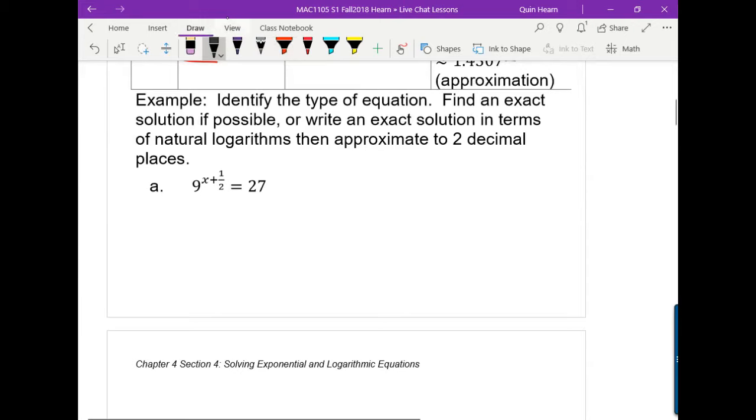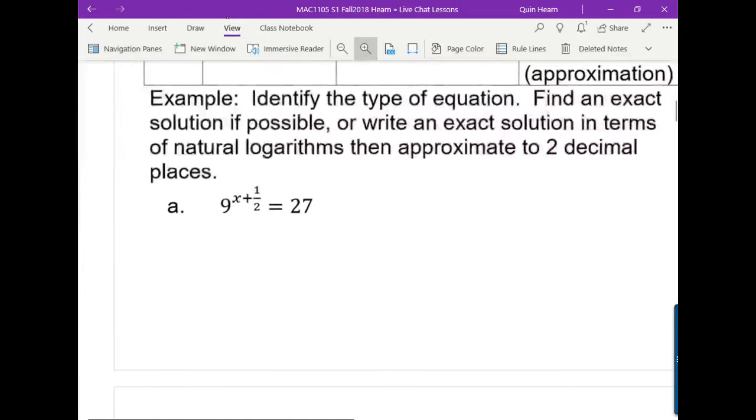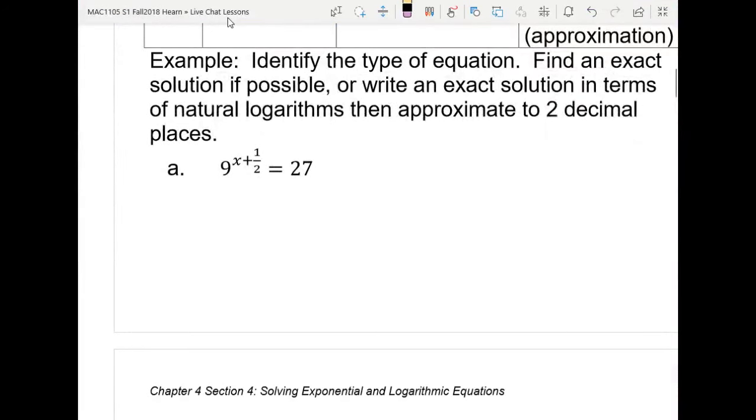Maybe zoom in a little bit. Okay, we have 9 to the x plus 1/2 power equals 27. What you want to be thinking about is, can 9 and 27 be written as powers of the same base? Well, I know 9 is 3 squared. Is 27 a power of 3? Yes, it is, because it's 3 times 3, which is 9, times 3 again, that would give you 27. So 27 is also 3 to a power.